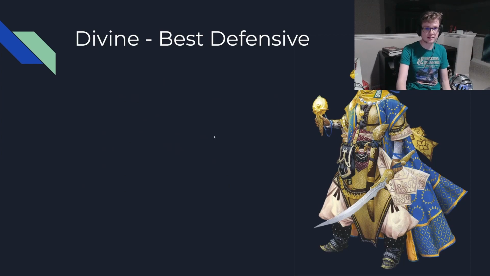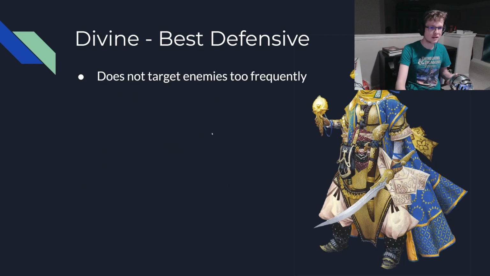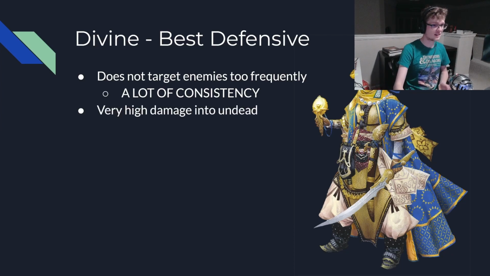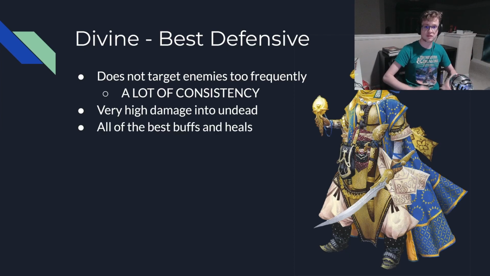Then you have the Cleric, which is your best defensive list, really. It doesn't target enemies that frequently. It does have some spells that would target an enemy and have them make a save, but its job is not really targeting enemies, which gives you a lot of consistency, because your spells don't really require rolls to work. They are very high damage to undead, because a lot of heal spells, when used on undead, damage them. So, heal spells going off does damage undead as well as healing your allies, which is interesting and something to note. They have all the best buffs, all the best heals. That is the Divine Caster's job.